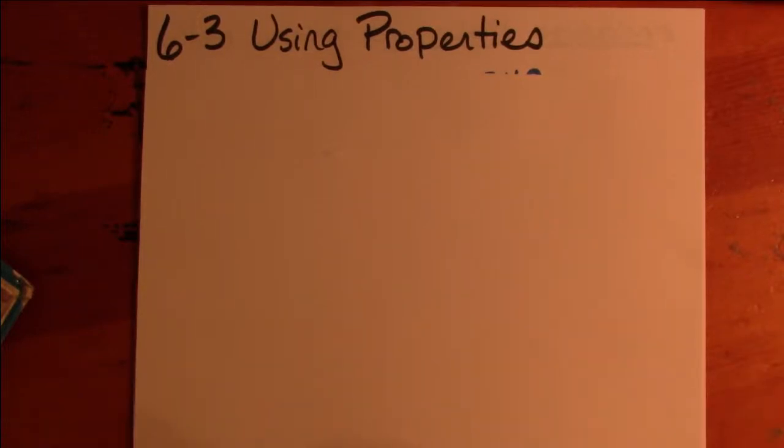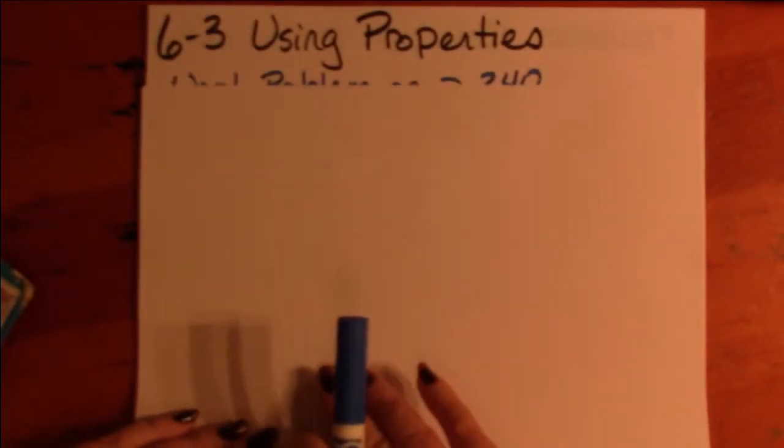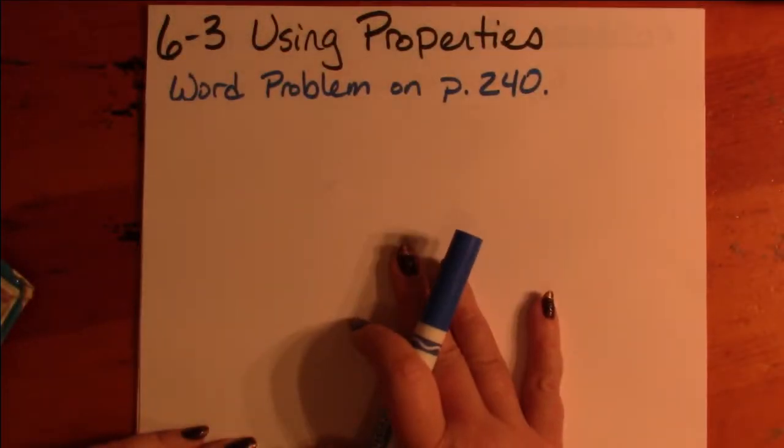Hello and welcome to Chapter 6, Section 3. We're talking about using properties with rational numbers. And we're going to start with the word problem that's on page 240.